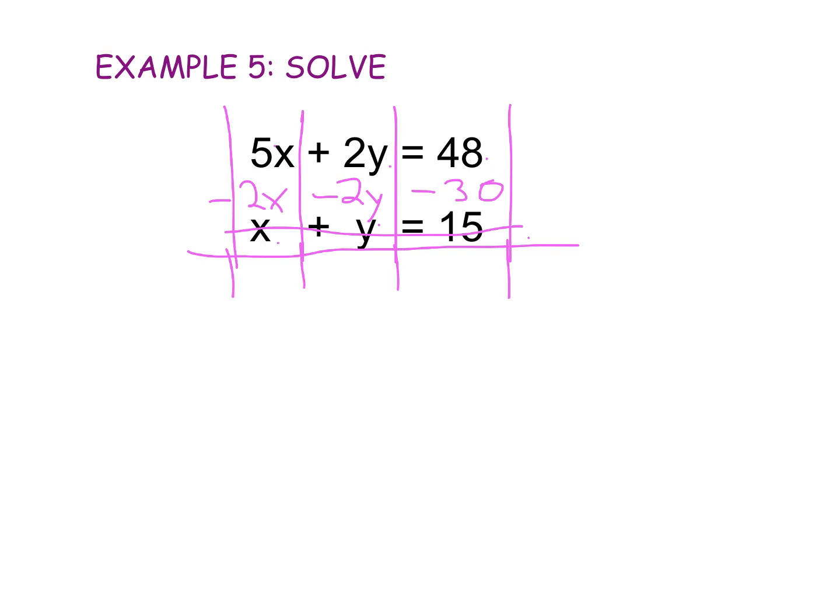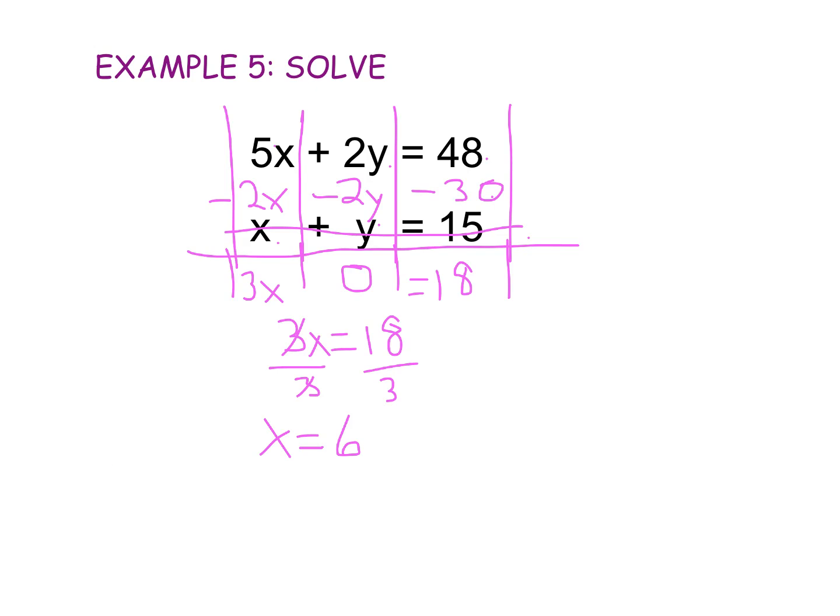So let's go ahead and add them up now because we know we're going to get 0 in this column. 5x minus 2x is 3x. 48 minus 30 is 18. So 3x equals 18. Divide by 3, divide by 3. Does it seem like there's less steps when you do it this way? It kind of does to me. So we have x equals 6, okay?